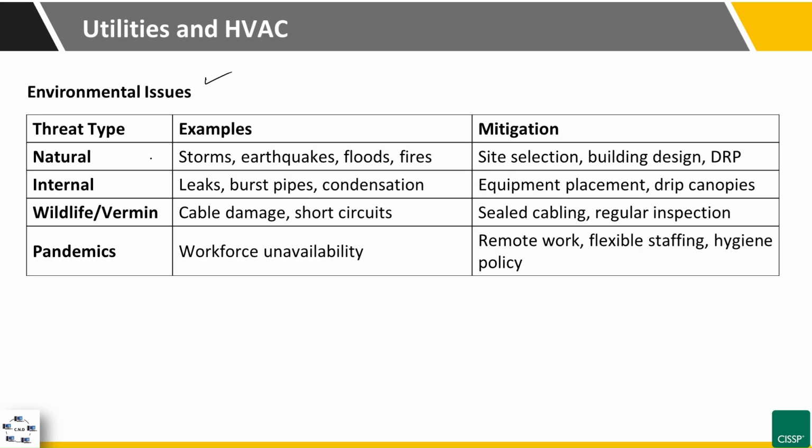So environmental issues include natural, internal, wildlife, or pandemics. The natural may be storm, earthquake, floods, fire, and mitigation includes site selection, building design, and disaster recovery plan. Internal may be leaks, burst pipes, condensation, and mitigation includes equipment placement and drip canopies. Wildlife includes cable damage and short circuits, and mitigation includes sealed cabling and regular inspection. And a pandemic example is workforce unavailability, and mitigation includes remote work, flexible staffing, and hygiene policy.